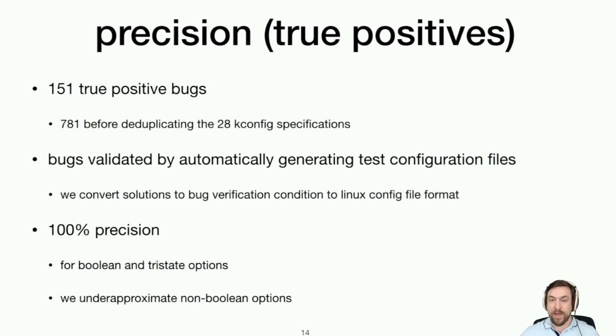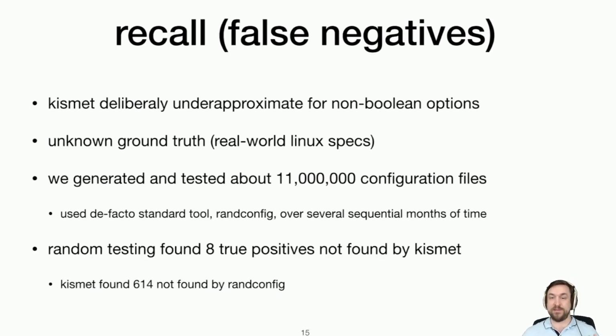But one thing to keep in mind is that we employ some underapproximation of non-Boolean options. Non-Boolean options represent about 5% of all configuration options, while tri-state and Boolean are about 95%. So we underapproximate non-Booleans just for scalability reasons. But this means we run the risk of having false negatives.